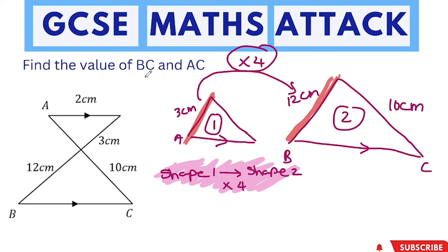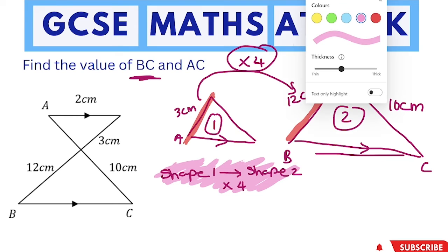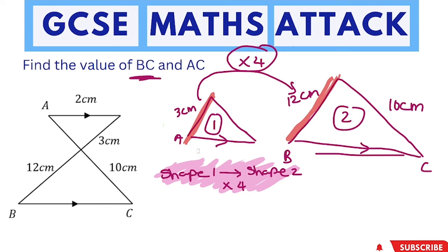Okay, so the first thing is we need to work out BC. Where's BC? BC is over here. So what's corresponding to BC? Right, so what's corresponding to BC is AB. I forgot one length to add, which is the 2 centimeters. So I'm going to add 2 centimeters over here.